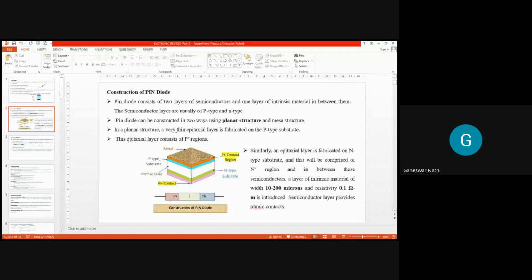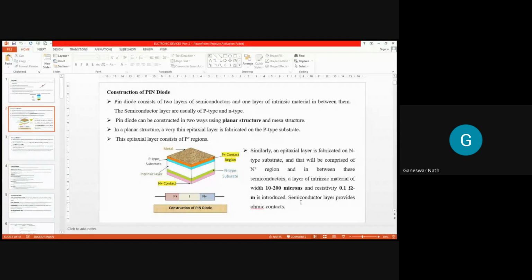In a planar structure, a very thin epitaxial layer is fabricated on the P substrate. You can see this is a P substrate, and over this we can develop a P plus contact or epitaxial layer, and similarly over the N type layer we can also develop an N plus layer. Similarly, an epitaxial layer is fabricated on the N type substrate, and that will be comprised of N plus region, and in between this semiconductor, a layer of intrinsic material of width 10 to 200 micron, called the intrinsic layer, of resistivity 0.1 ohm meter, is introduced between the P plus region and also the N region here.